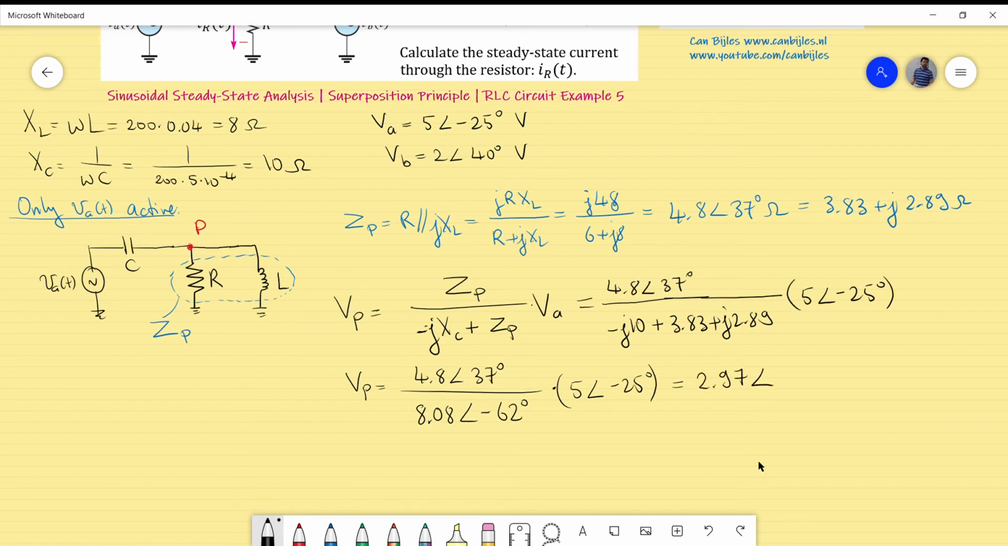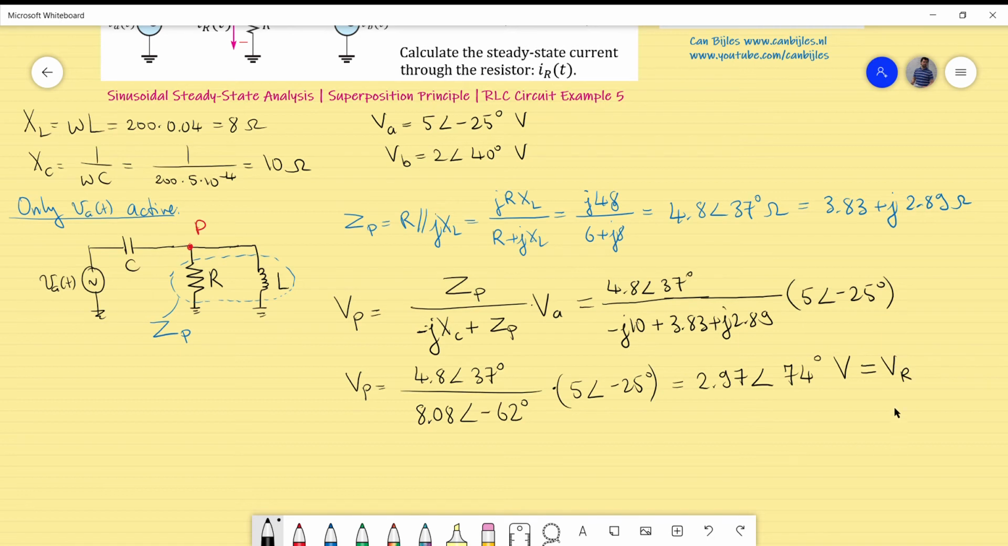In total, that will be 2.97, and our phase will be 37 minus 62 plus minus 25, and it will be, in this case, 74 degrees. And that's just in volts. And this is also the voltage across the resistor, because it's in parallel.